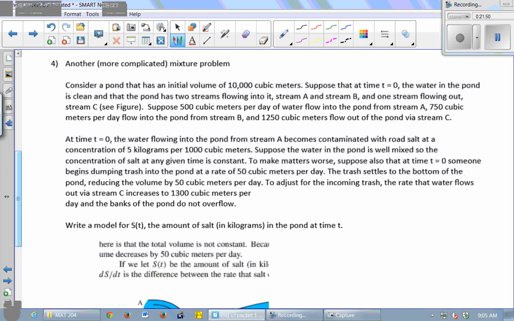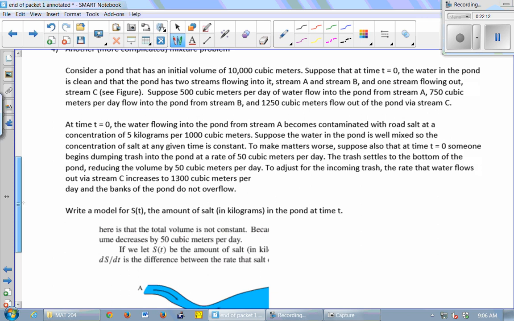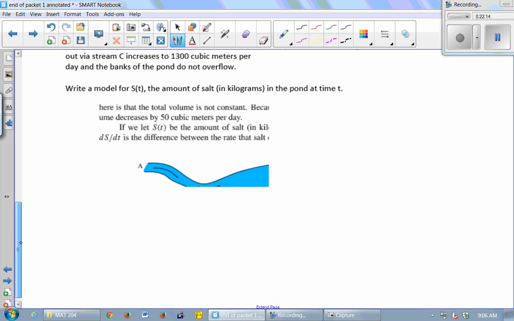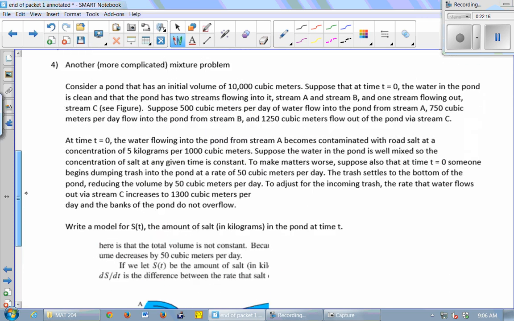All right, so we have another more complicated mixture problem. So we did one like on one of the first classes. This is another one. We've got a pond. It has an initial volume of 10,000 cubic meters. Suppose that at time 0, the water in the pond is clean, and the pond has 2 streams flowing into it, stream A and stream B, 1 stream flowing out, stream C, and the picture didn't come through.